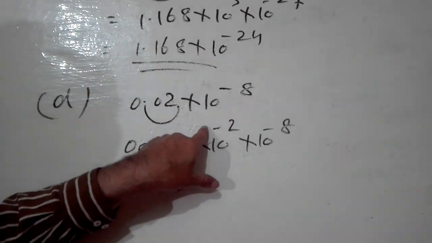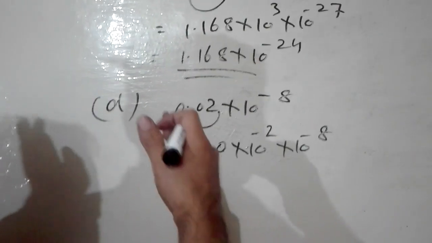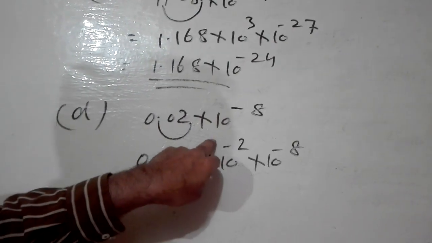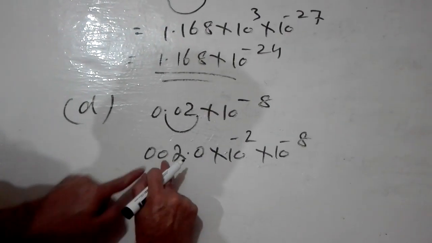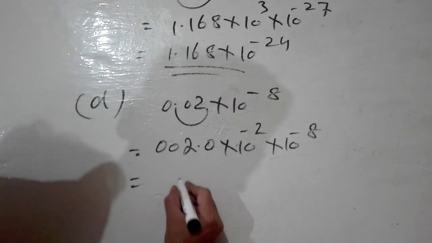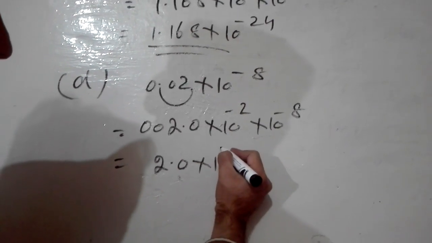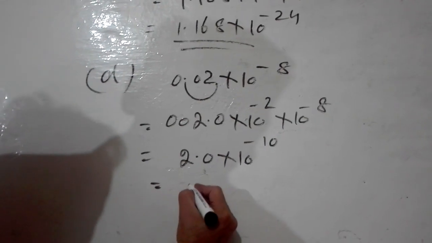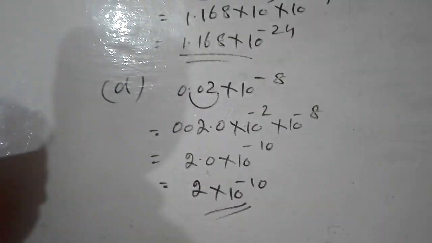Why have I multiplied by minus 2? Because I have shifted the decimal from left to right. When the decimal is shifted from left to right, the power is always minus. So that's why I have written minus 2. Now these 0s are meaningless. I will write only 2.0 into 10 power minus 10. Minus 8 plus minus 2 gives us minus 10. So I can also write 2 into 10 power minus 10. So this is the answer.